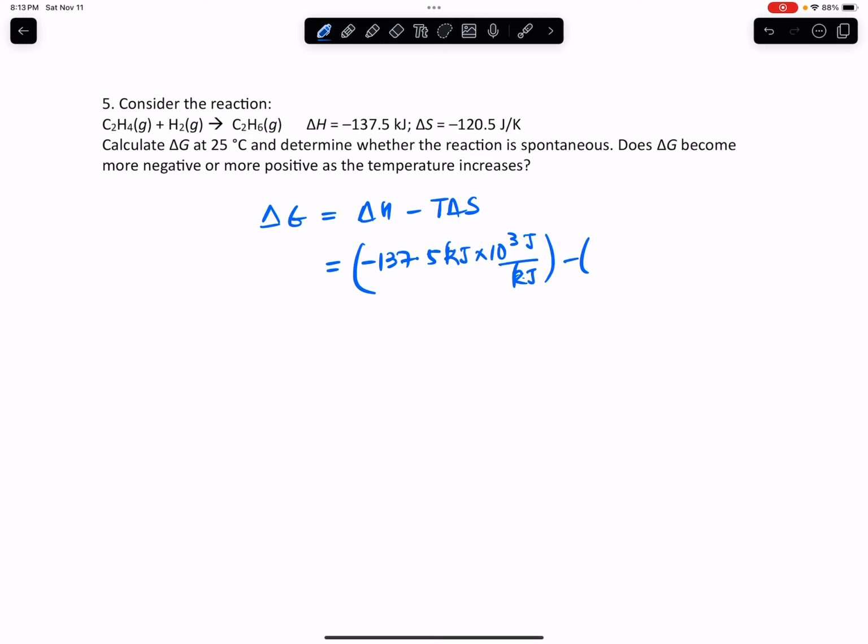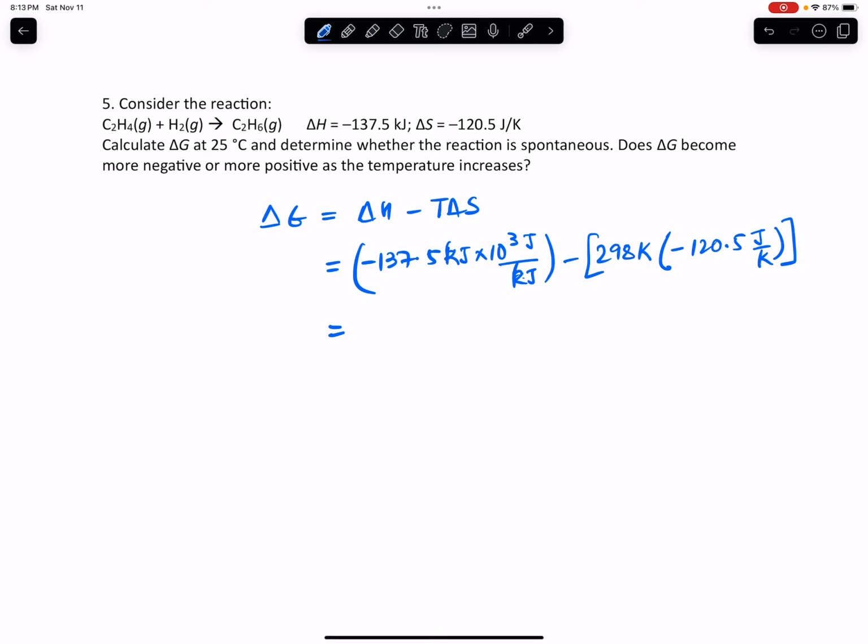And then minus, we're going to change the temperature of 25 to Kelvin. So that's 298 Kelvin. And then we have to multiply this with the delta S given to us. That's given to us already in joules per Kelvin, so we don't need to change that. So that's times negative 120.5 joules per Kelvin. Let's go ahead and change this bracket so we're clear about the brackets.